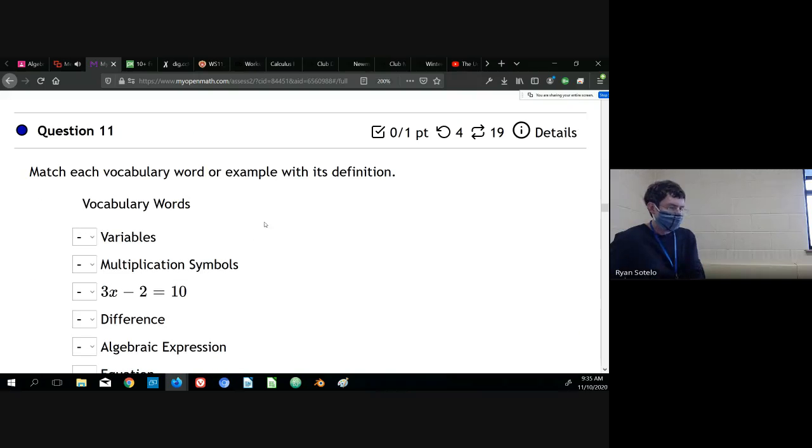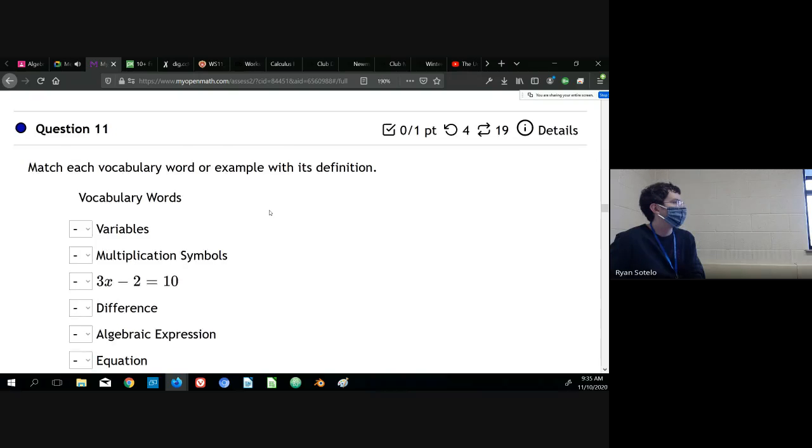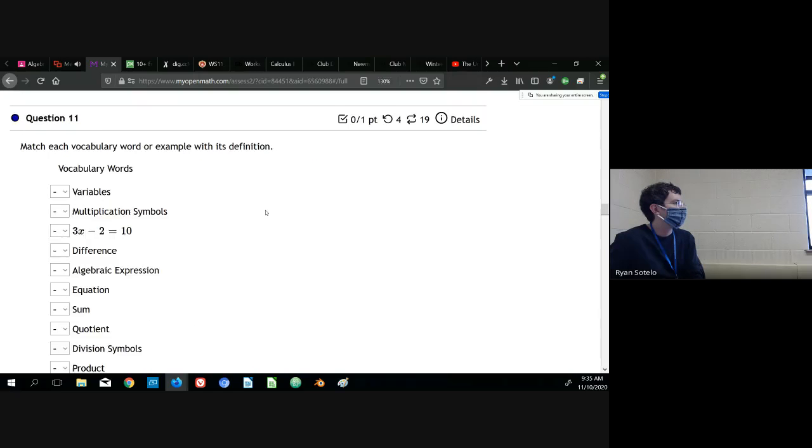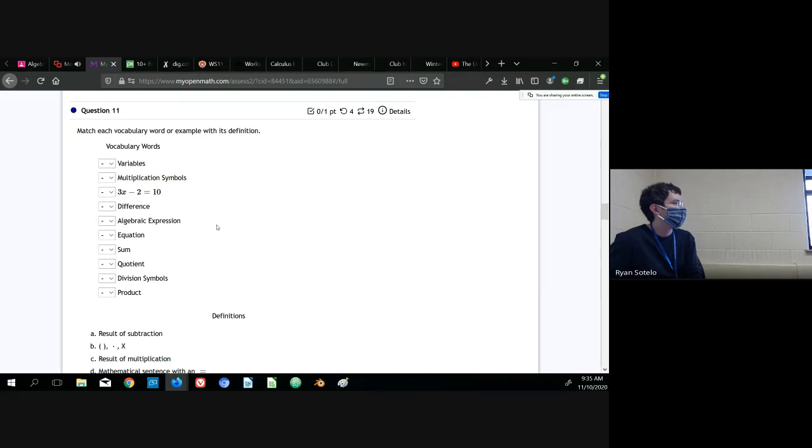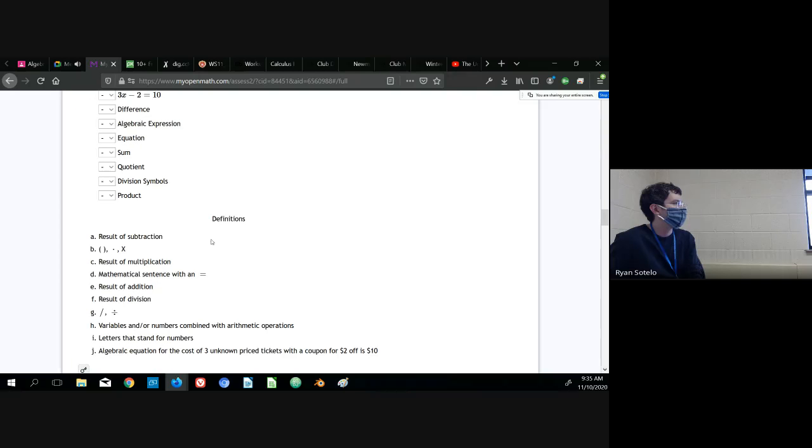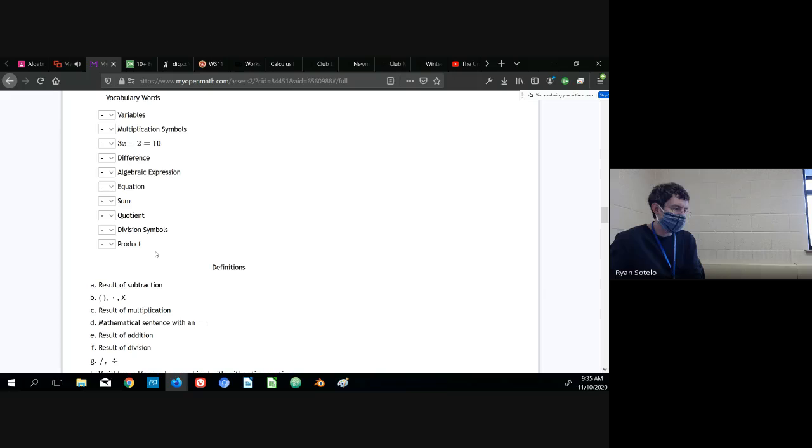All right, this one, I'll try to zoom out. You can skip this one. This one's kind of obvious, but I just want to make sure everybody's good with it. What would be the result of subtraction?